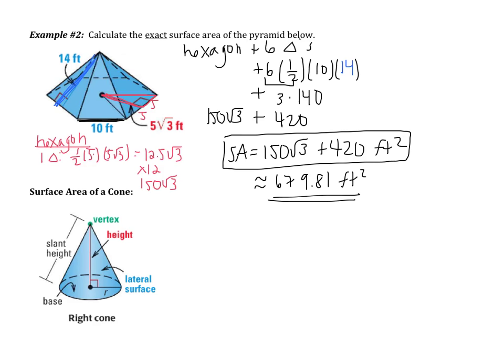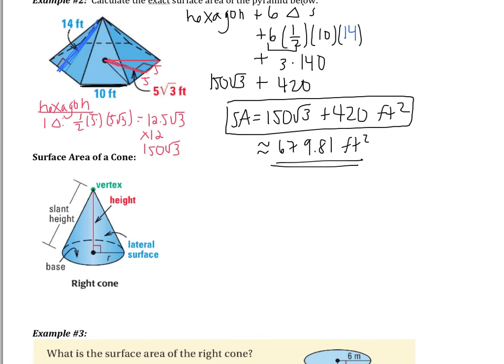Now, the surface area of a cone is very similar to a cylinder. So the surface area of a cone is going to be the base, pi r squared, which is the circle at the bottom, and then you're going to add pi r l, l being the slant height. So just like a cylinder, a cone has a formula. You just plug right into the formula.